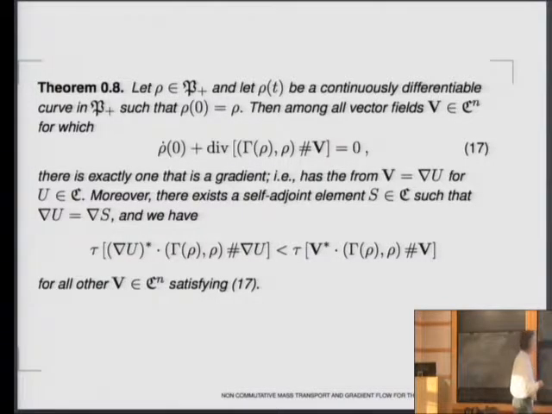Okay? Because clearly the set of variations you can make that keep this condition preserved are things so that rho times that is going to be divergence free. So you have to be orthogonal to those. Integration by parts. Exactly. As in the commutative case.